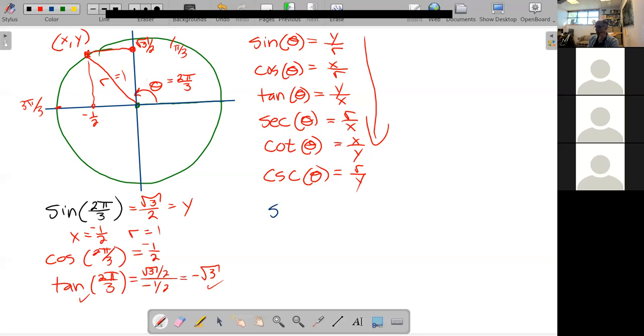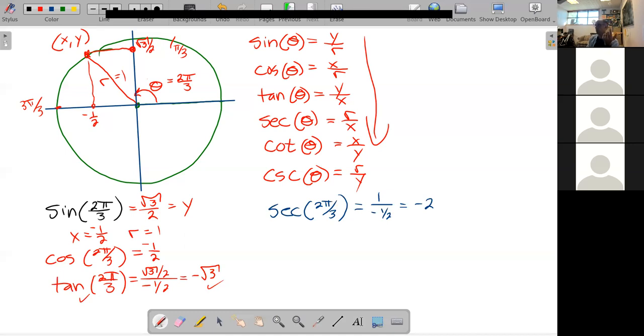Secant, what would the secant of 2 pi over 3 be? Okay, secant is the radius divided by the x value. Radius is 1, x value is -1/2. 1 over that would be -2. So on a calculator, if I ask, what's the secant of 2 pi over 3, it would say -2, if your calculator has a secant button. A lot of calculators don't. How else would we figure out the secant of 2 pi over 3? Well, we just did it by knowing x, y, and r. So that would be one way.